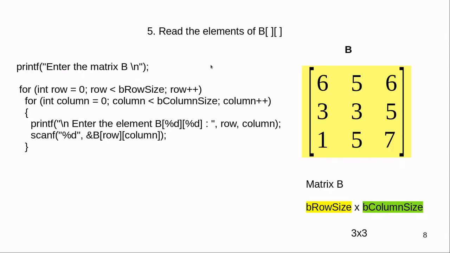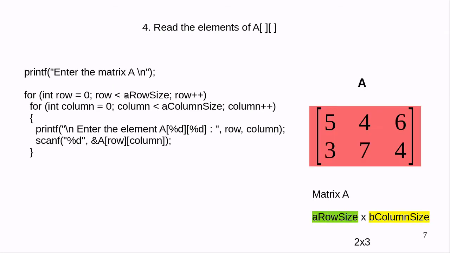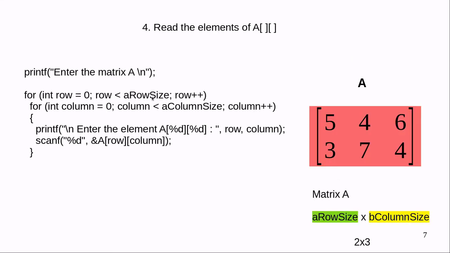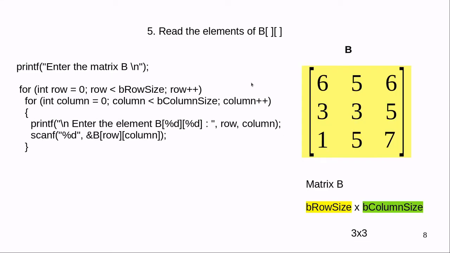In a similar manner, we also read all the elements of the second matrix. Here again we have two loops. The only difference from step 4 is that there we had A row size, but here we'll have B row size, because the matrix has B row size rows and B column size columns. For each position within matrix B, we prompt the user to enter the element, and we store it in the corresponding position within the array.